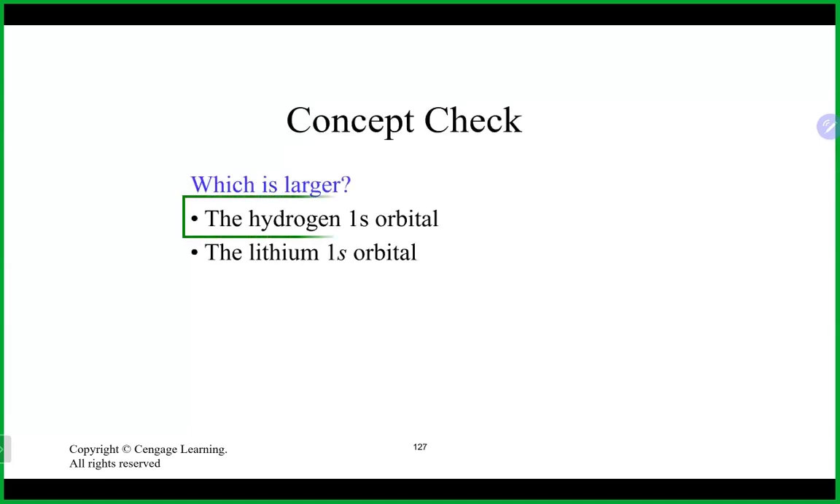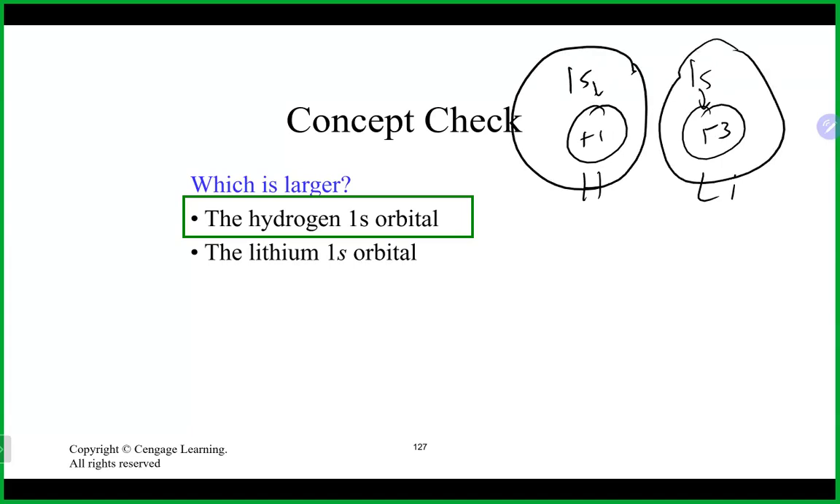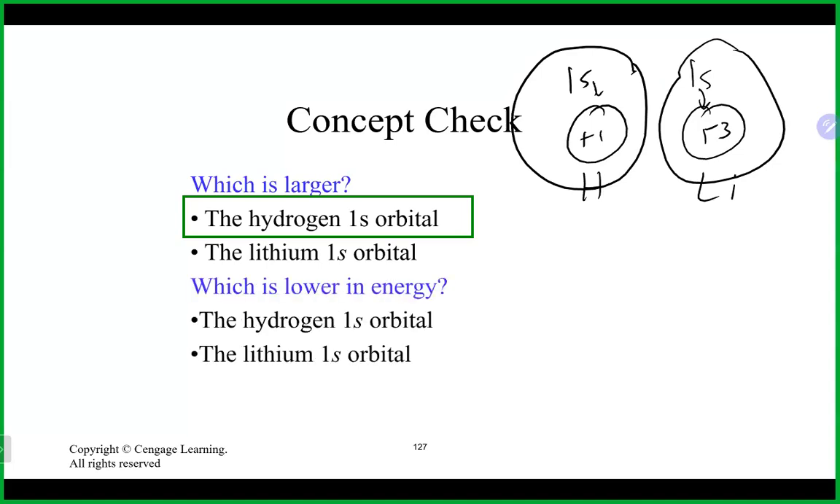Which one is larger, the 1s orbital in hydrogen or the lithium 1s orbital? Now, they're both a 1s orbital. The difference between hydrogen and lithium is actually the positive charge of the nucleus. Lithium has that +3 charge, and hydrogen has the +1 charge. So the 1s orbital in lithium is going to be pulled closer to the nucleus than the one in hydrogen, which gives hydrogen, not drawn to scale obviously, a much larger 1s orbital than we see in lithium. Which one will be lower in energy?